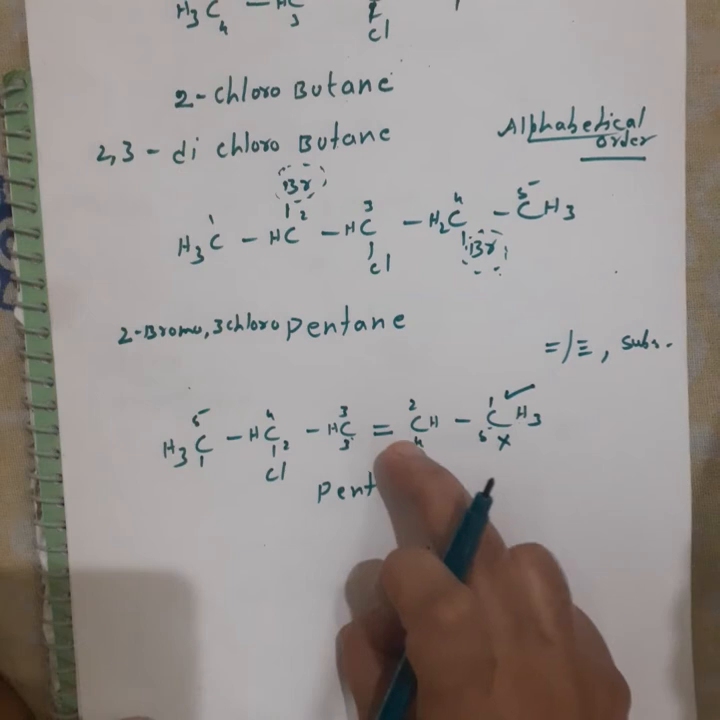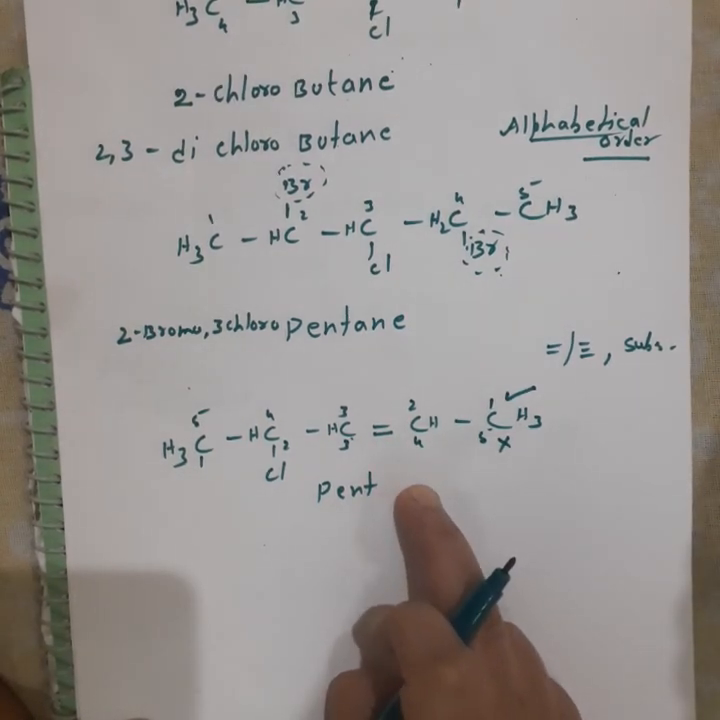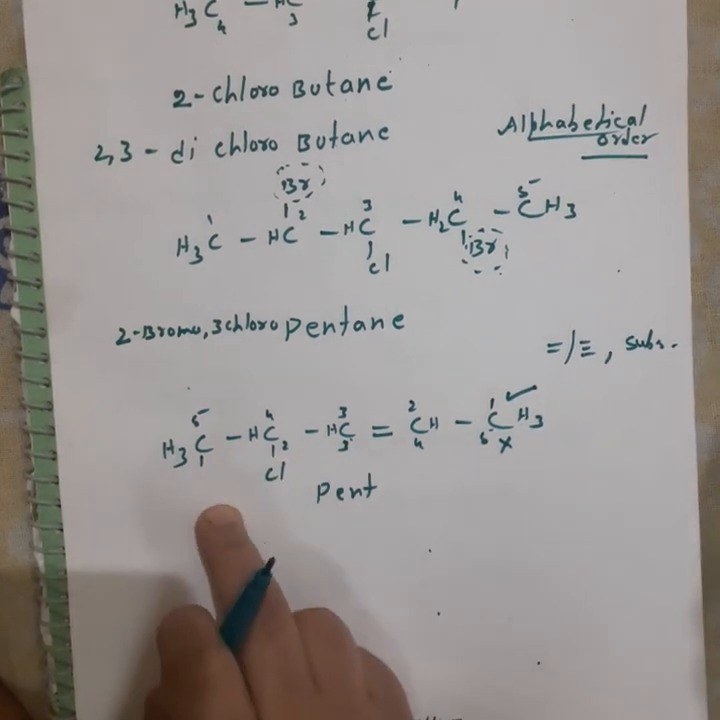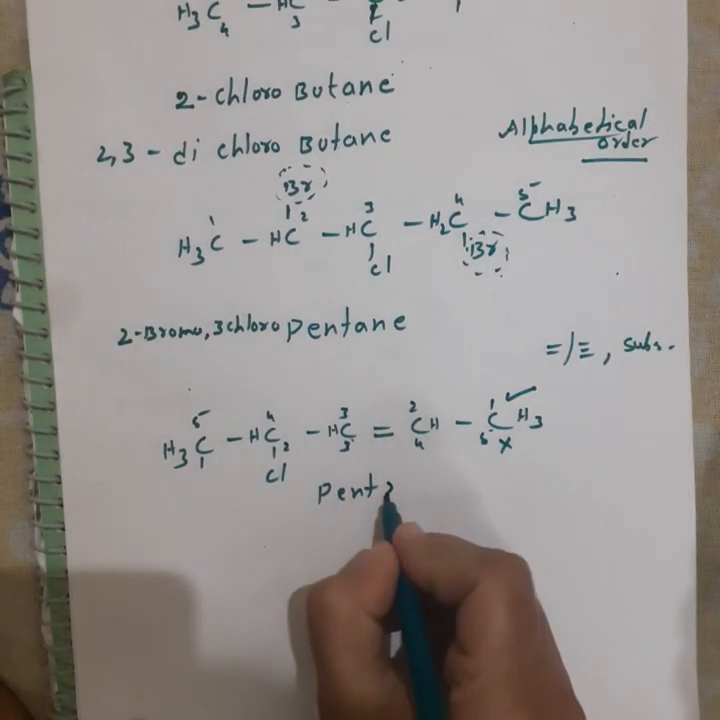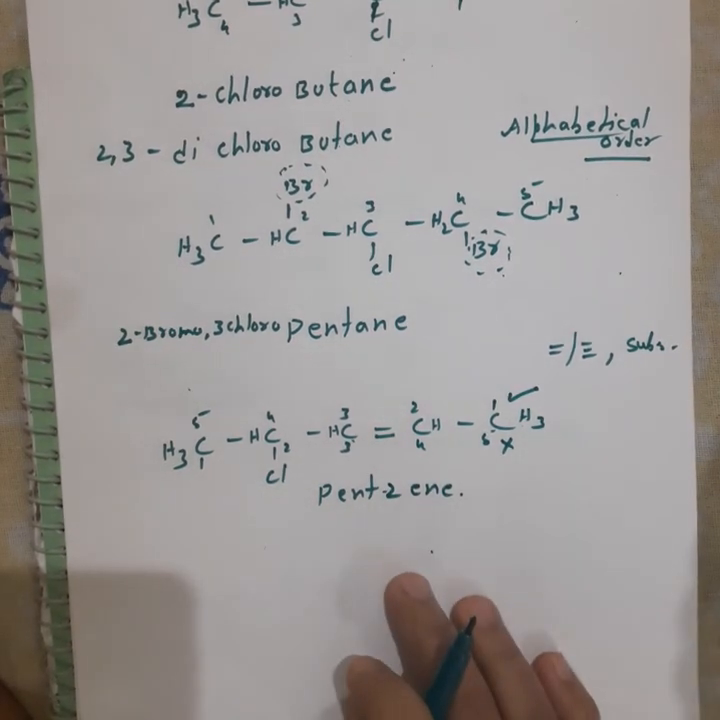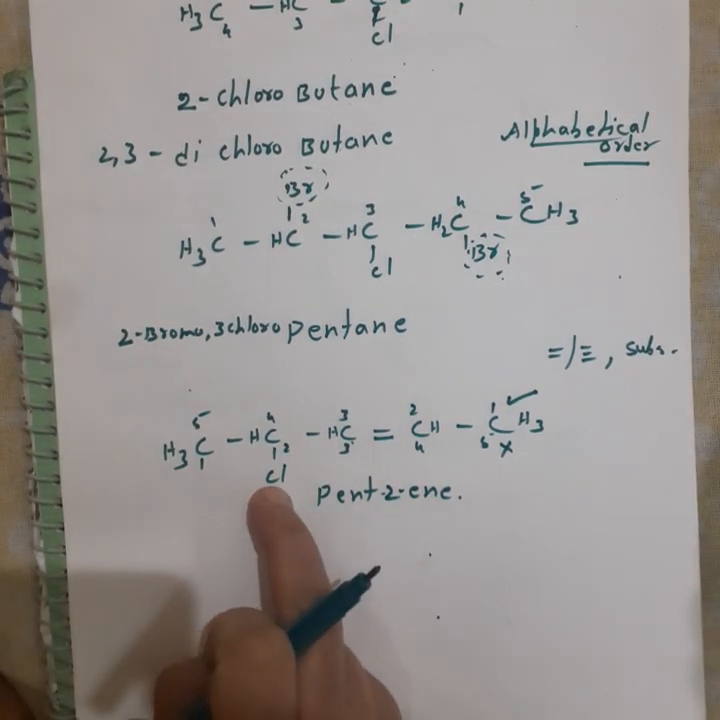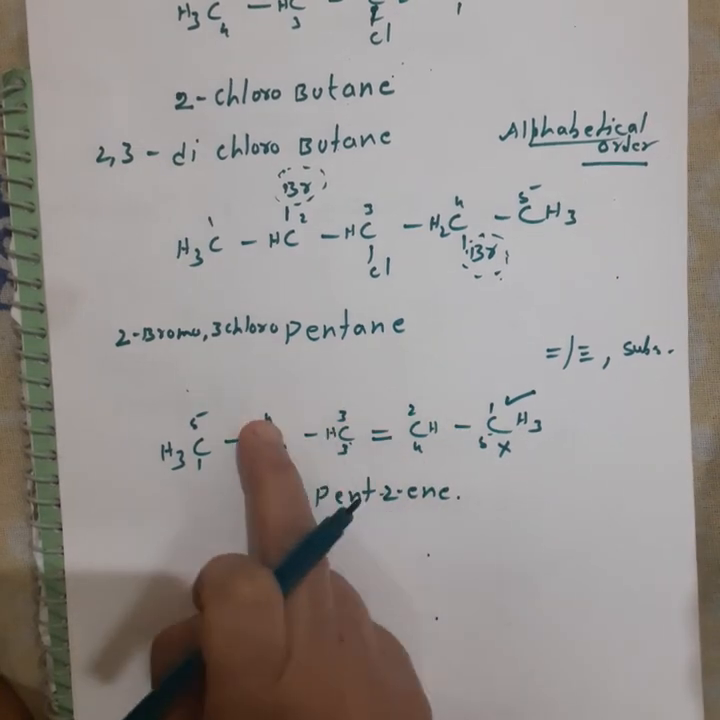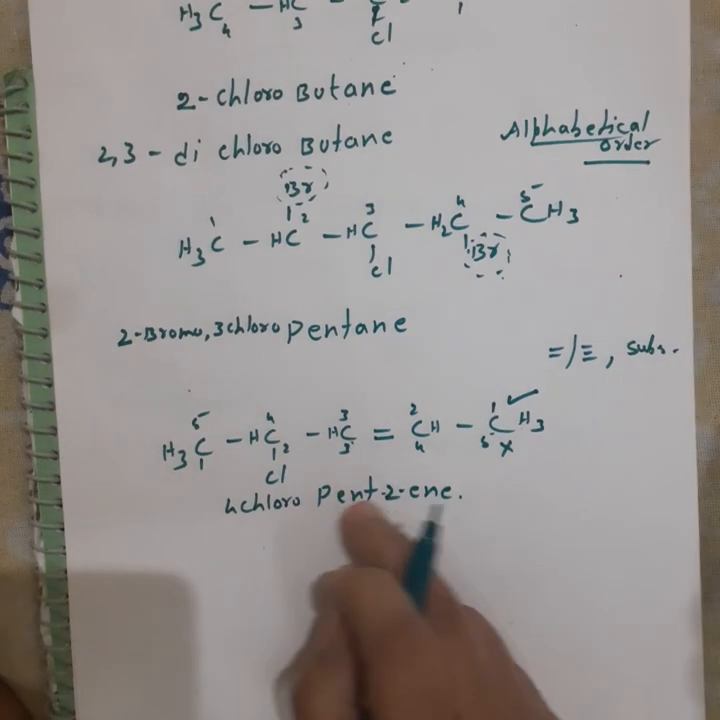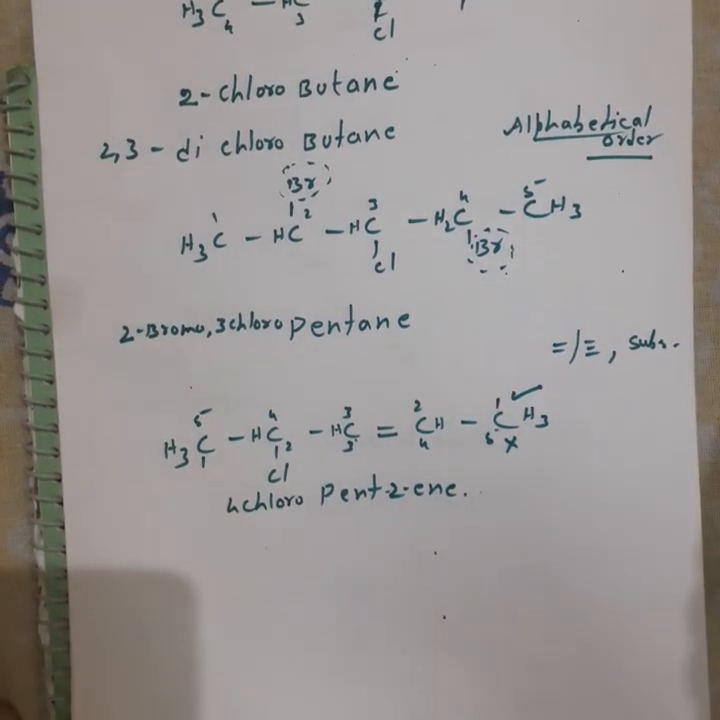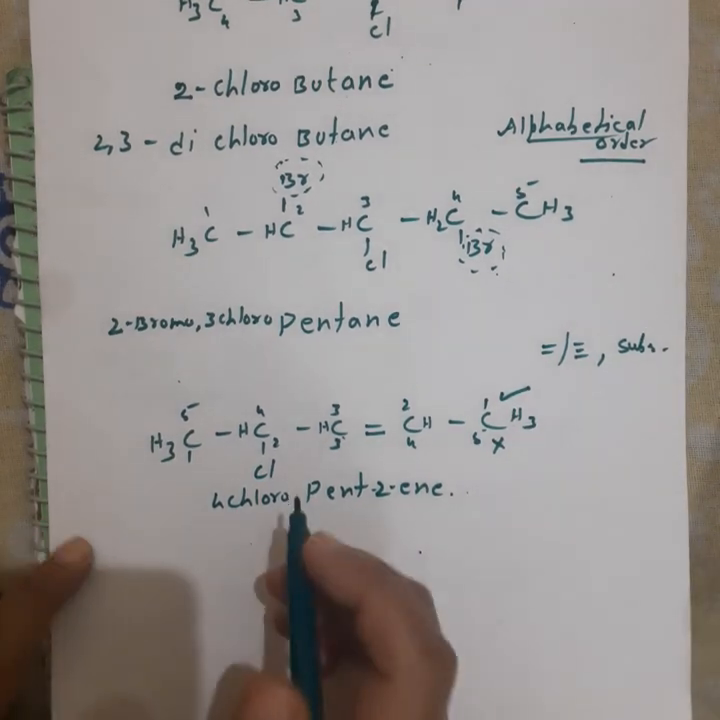We know the double bond name will be in the prefix, and the substituent will be a suffix. So pent, let us complete the prefix name first: pent-2-ene. Then what is there as a suffix? Chlorine. On which position? On the fourth position. So 4-chloropent-2-ene. Clear?